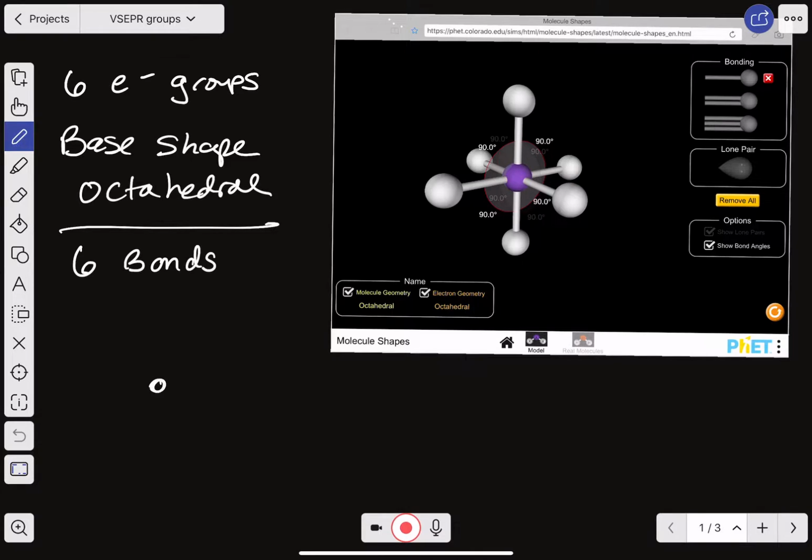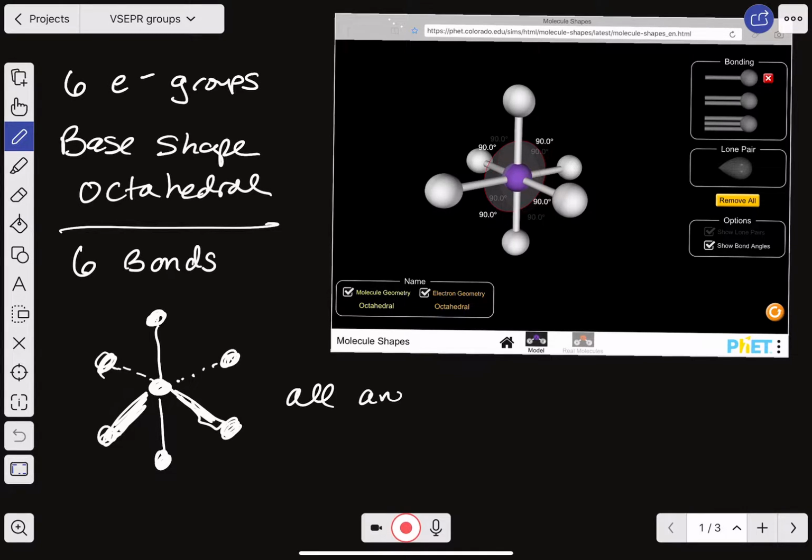So I'm going to draw my central atom here, and the way I like to draw the octahedral, I'll draw 2 on an axis sort of 180 degrees apart from each other. And then I like to draw 2 of the bonds coming out at you, and 2 going behind. So we'll go ahead and do that. And I will say all the angles here are 90 degrees.